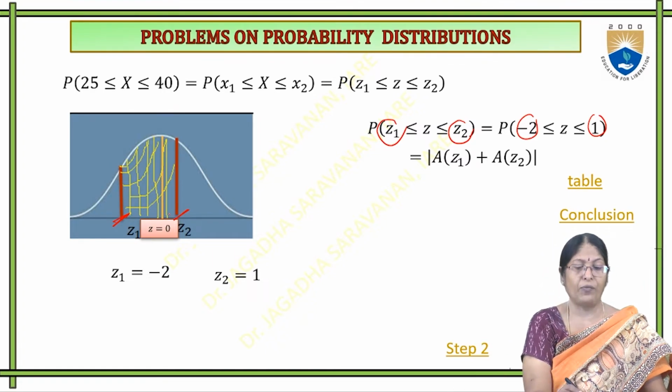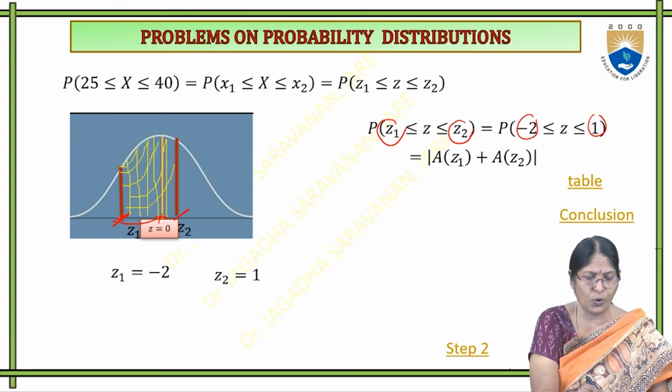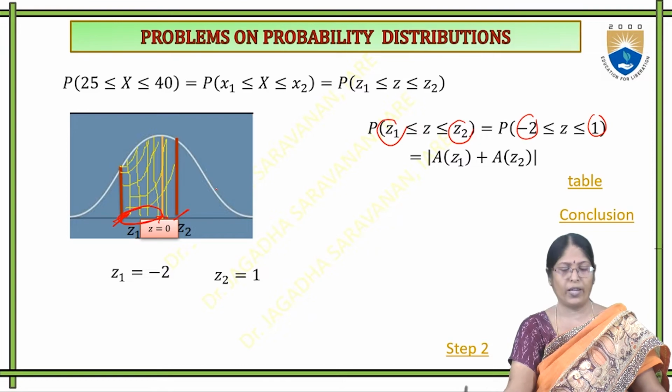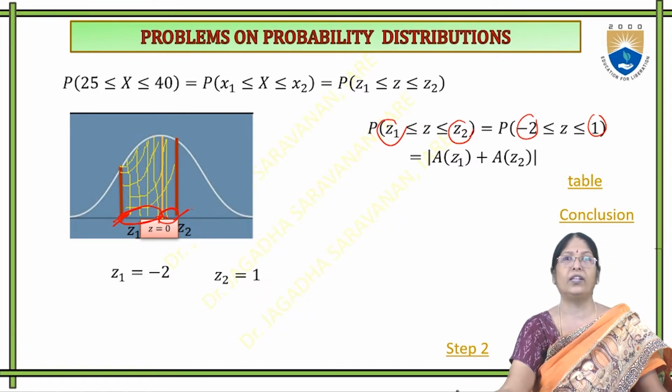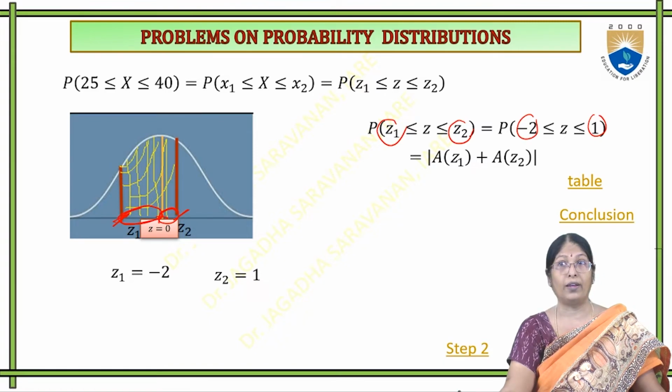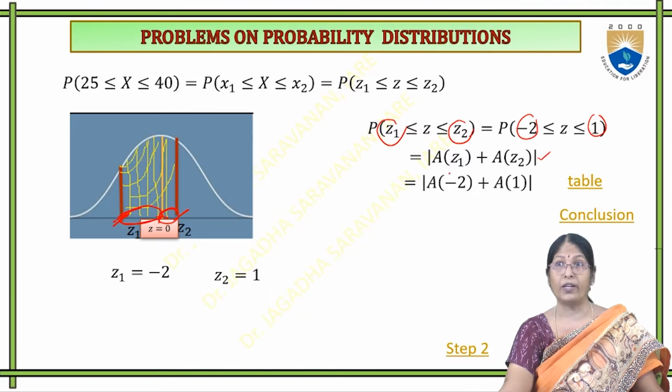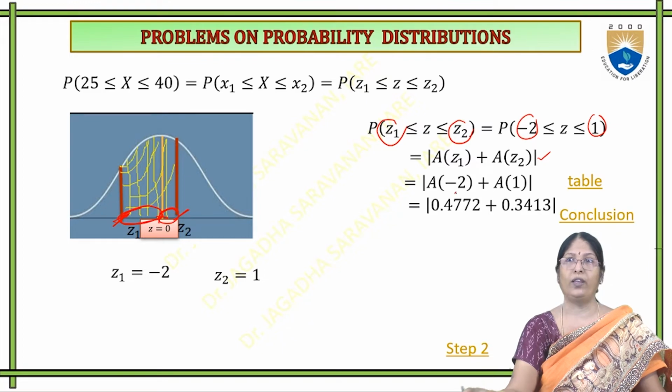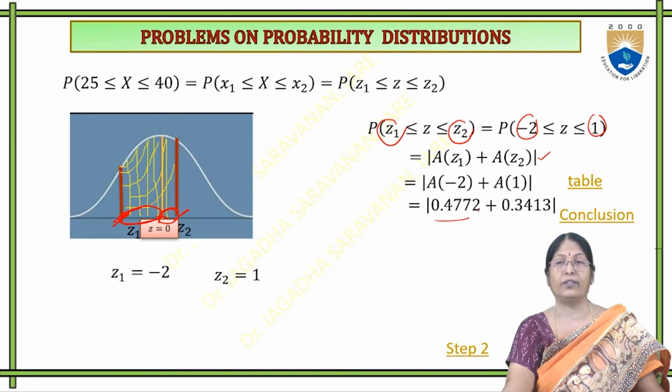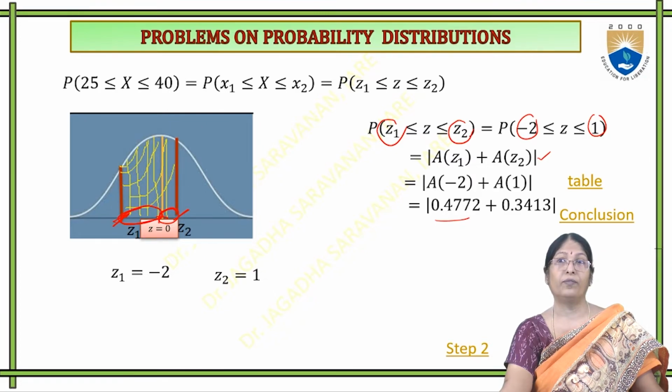So compulsorily, when we are finding this, from 0 to this part we can calculate, and from 0 to this part we can easily calculate. Both are to be added, which is what is written here: area of z1 plus area of z2. z1 is minus 2, area of z2 is 1, and we obtained the value. How did we obtain this value? 0.4772. The area of 1 is 0.3413. That is with the help of the normal distribution table.